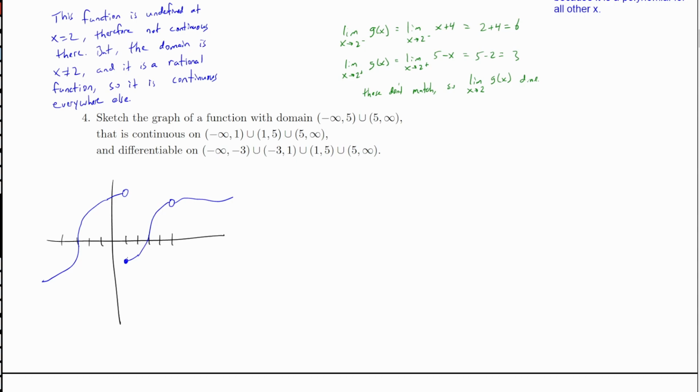At 1, I have a jump in the graph, so it's continuous, but it is still defined. And at 5, there's a hole in the graph, so it's not defined.